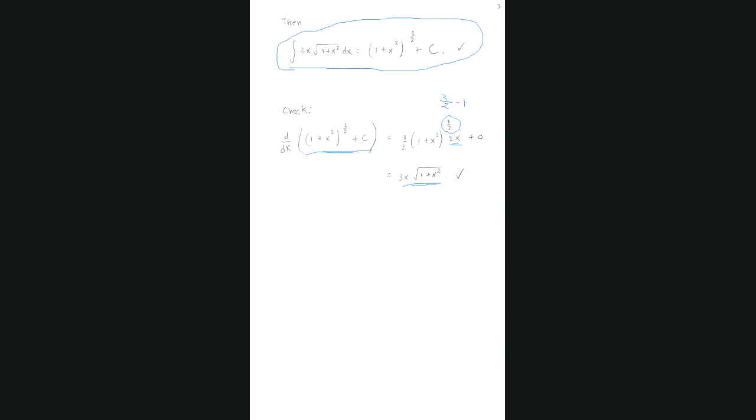And we do have the derivative of a sum, right? And the derivative of the 1 plus x squared to the 3/2 is as you see here. And the derivative of a constant is 0. And we get back, actually, the integrand. So this worked. All right, are there any questions at all?